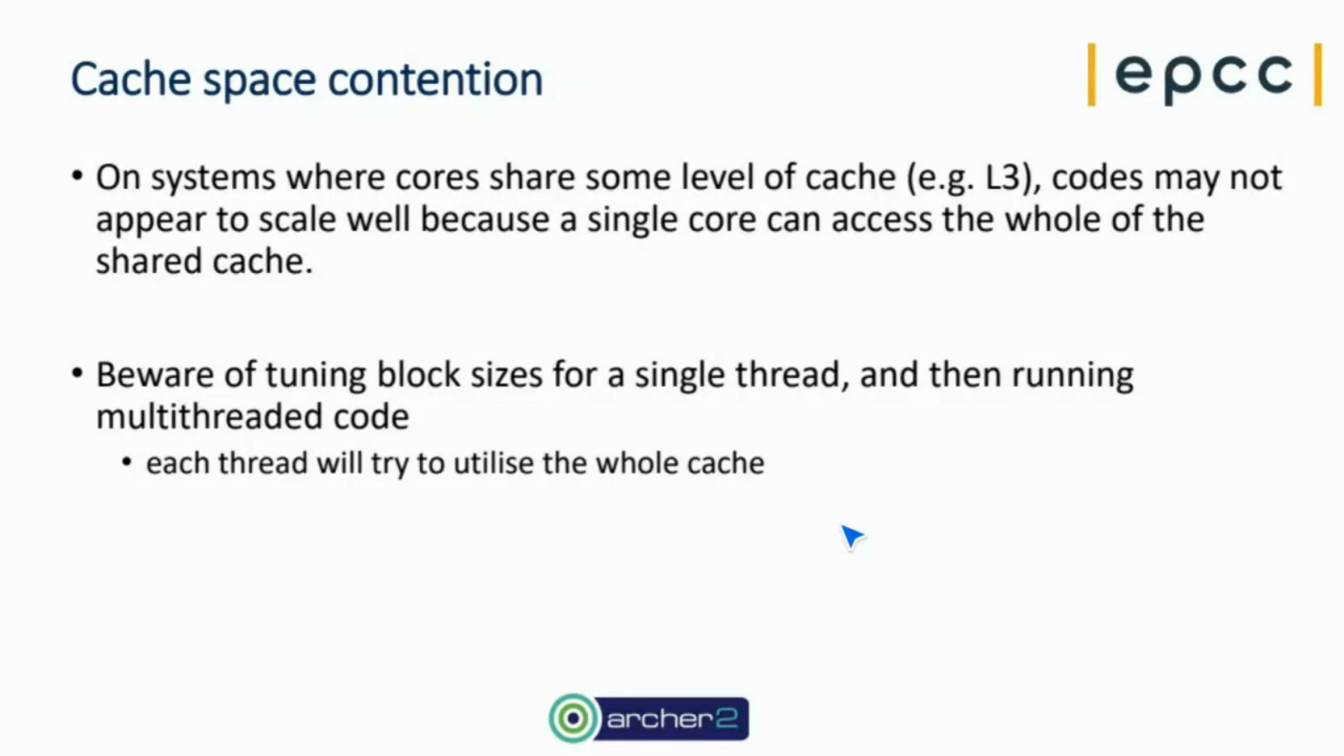So we've also seen a bit of this other effect here, where cores have some shared cache, again you might see that code does not appear to scale well because a single core is able to access the whole of the shared cache.